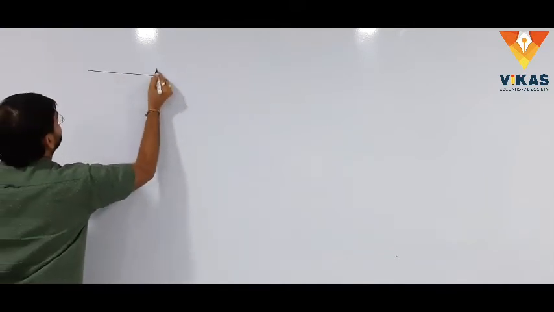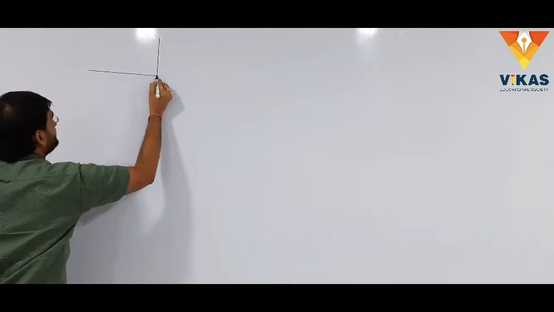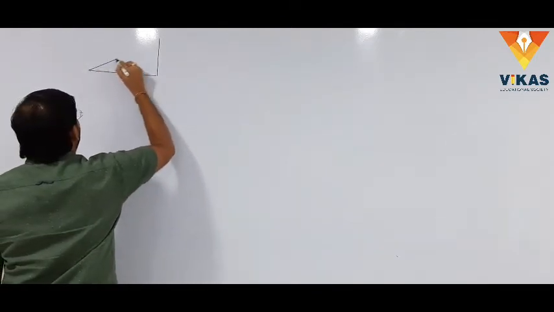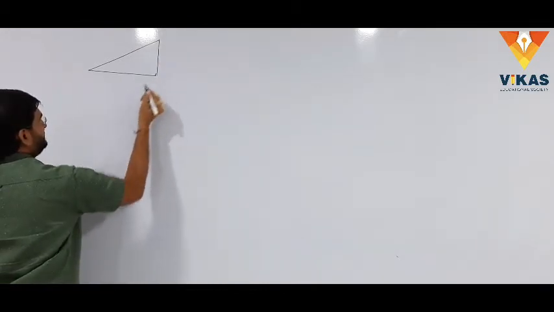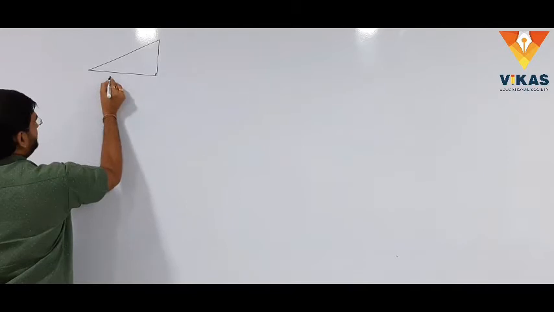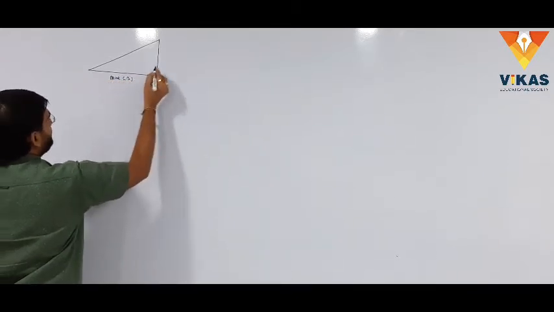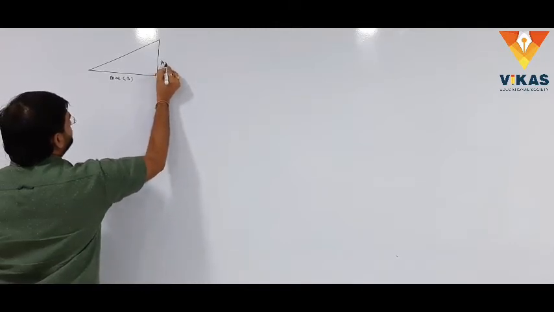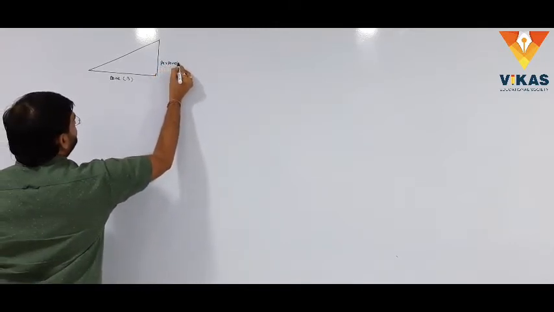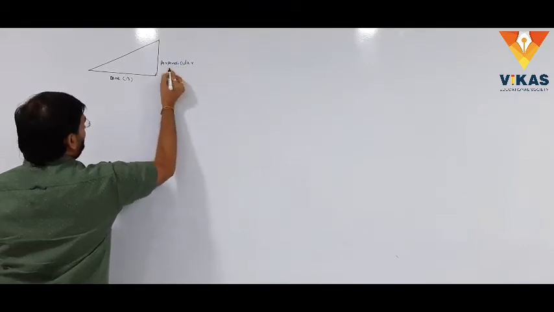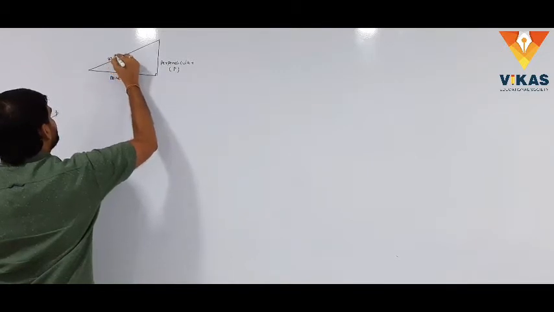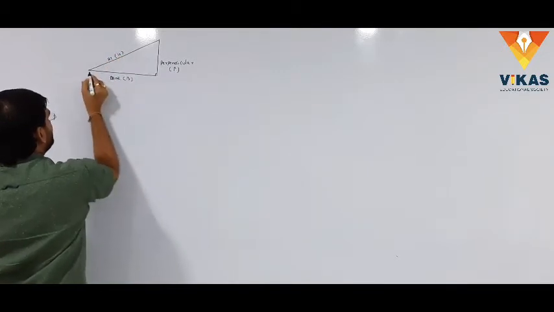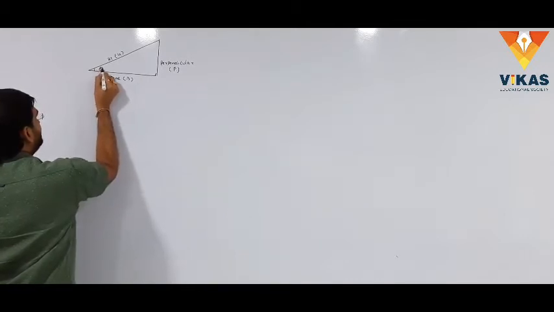Yesterday, we discussed, let us consider a right angle triangle. This is the right angle at the corner. This is base, represented with B. This is perpendicular, represented with P. This is hypotenuse, represented with H, and this is angle theta.